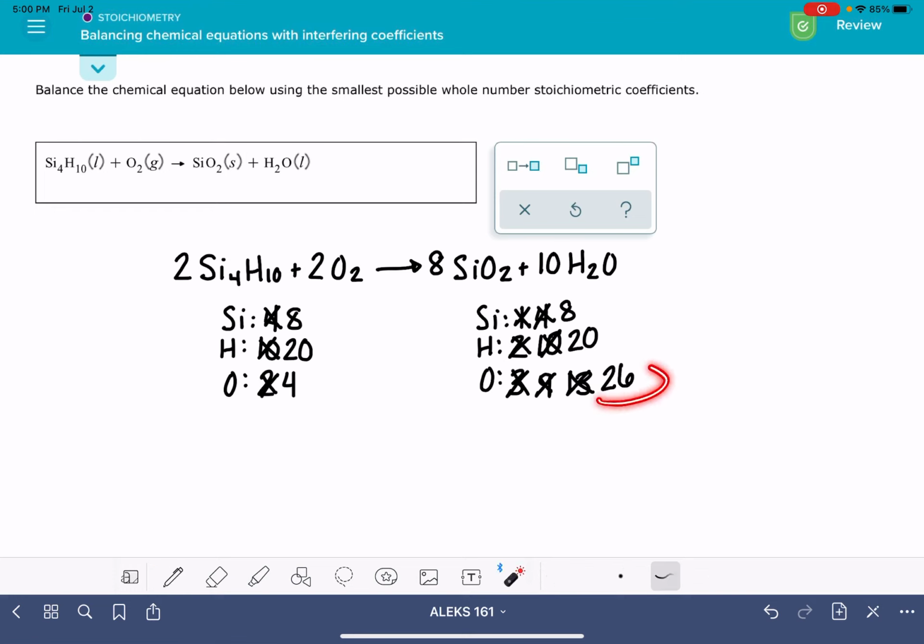By doubling everything, I no longer have an odd number of oxygen atoms, so there isn't the interfering situation anymore. I have a total of 26 oxygen atoms on the left, and that means I need a total of 26 oxygen atoms on the right. What number times 2 is going to equal 26? It is 13. So instead of having 2 here, I want to have 13. 13 times 2 is a 26.